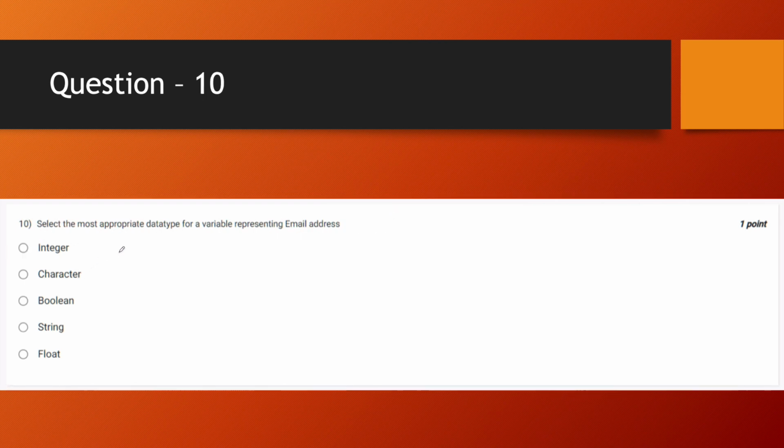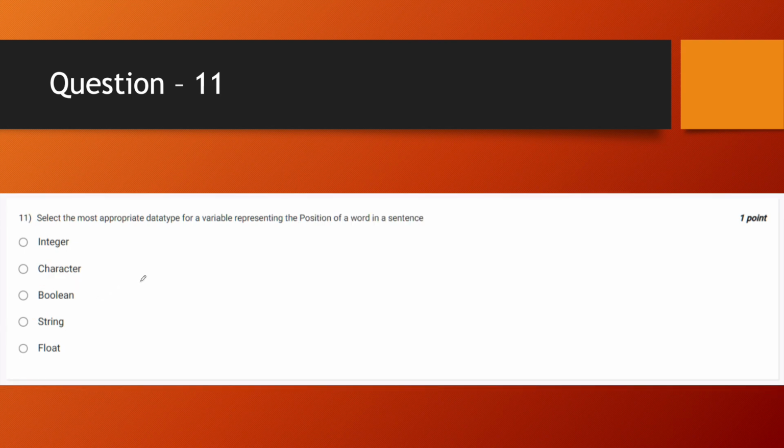Moving on to the 10th question. Select the most appropriate data type for a variable representing an email address. So an email address is a string of characters. It is not a single character, but a string of characters, which means that your option number 4, string, is the correct answer for question number 10.